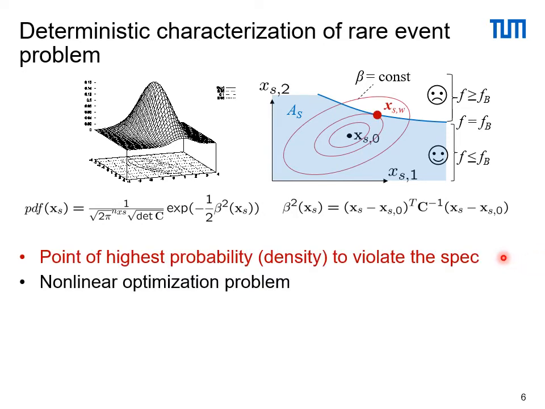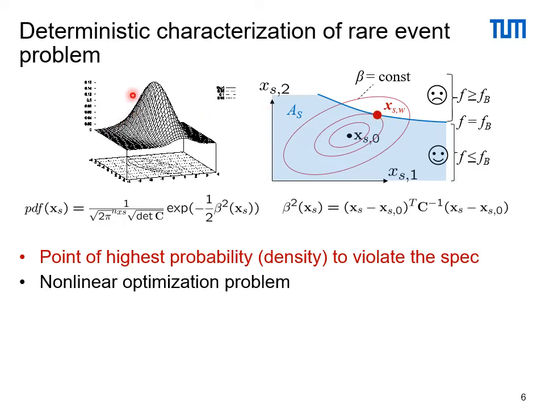And now here comes a wonderful definition, so please keep it in mind. We are looking for the point of highest probability to violate the spec. Mathematically, it would be correct to talk about highest probability density, but it's easier to think about the point of highest probability to violate the spec. And it's this point here.